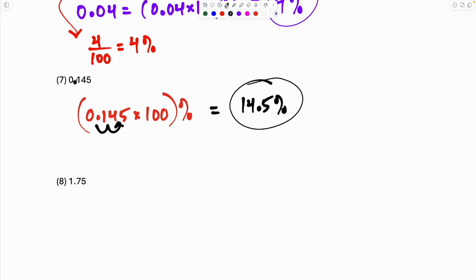Okay, so the shortcut here is just move the decimal. So we have the decimal here. Just move it 2 spaces to the right and then throw the percent in front. Question 8, we're going to convert 1.75 into a percent.